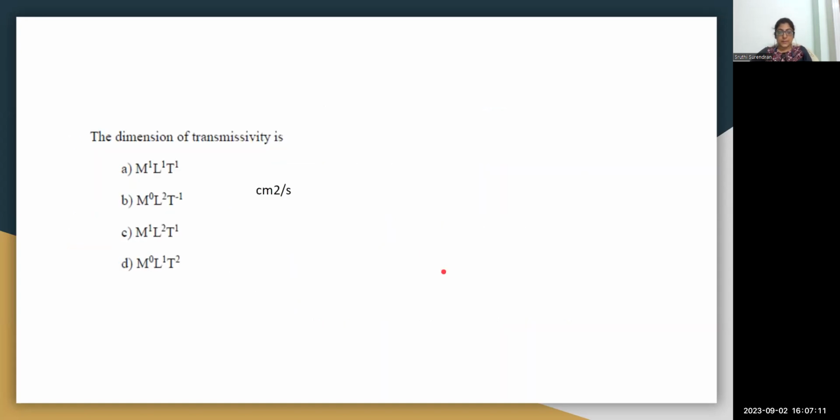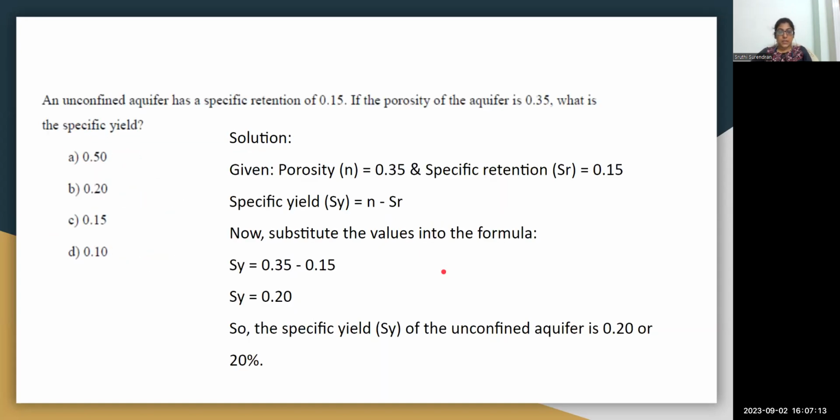Once again, the sum of specific yield plus specific retention is equal to porosity. Since porosity and specific retention are given, n minus SR, which is 0.35 minus 0.15, gives us the specific yield, which is option B.